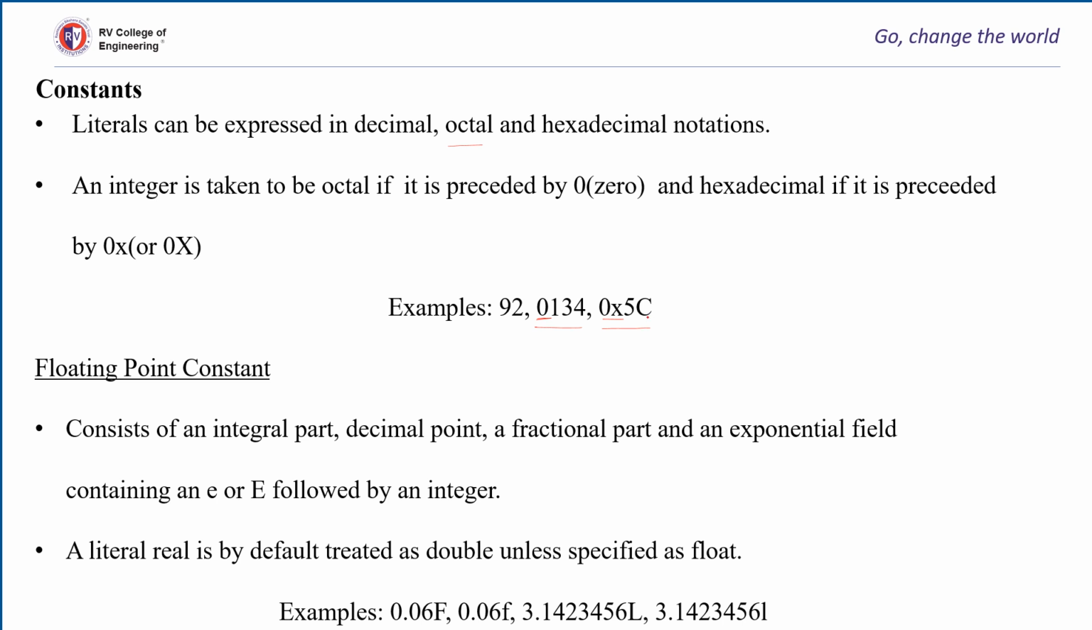Right? Coming to floating point constant, it consists of an integral part, a decimal point, a fractional part and an exponential field which contains e that is followed by an integer. By default these real constants or floating point constants are treated as double. They are stored as a double data type until and unless they are specified as float. So how do we specify it as a float? We can suffix the literal value with f.